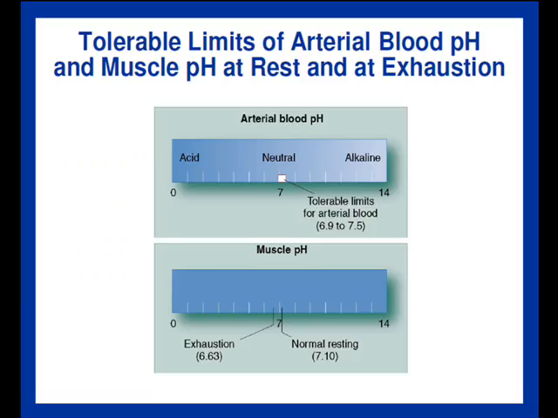Tolerable limits of arterial blood pH and muscle pH at rest and exhaustion. In terms of arterial blood pH, tolerable limits are around 6.9 to 7.5. You don't want to fall out of that range. In the muscle, pH is somewhere around 7.10, and you'll certainly reach exhaustion if your pH in the muscle is about 6.63.